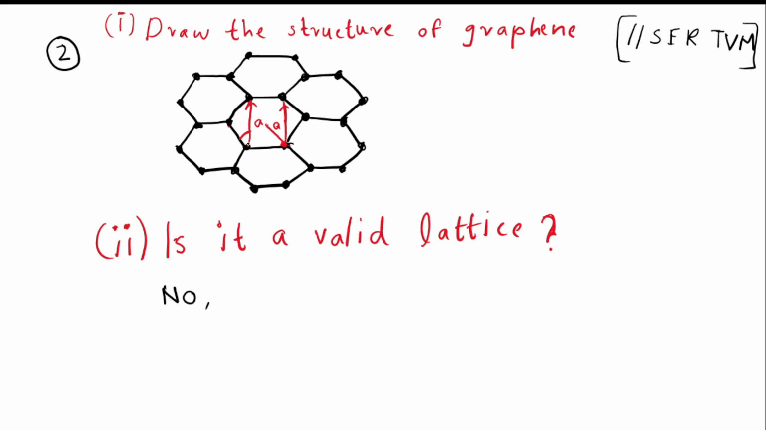Why not? Because the lattice points present in the structure of graphene, the nearby lattice points have different environment. Their surroundings are not identical with respect to each other. So it is not a valid lattice.